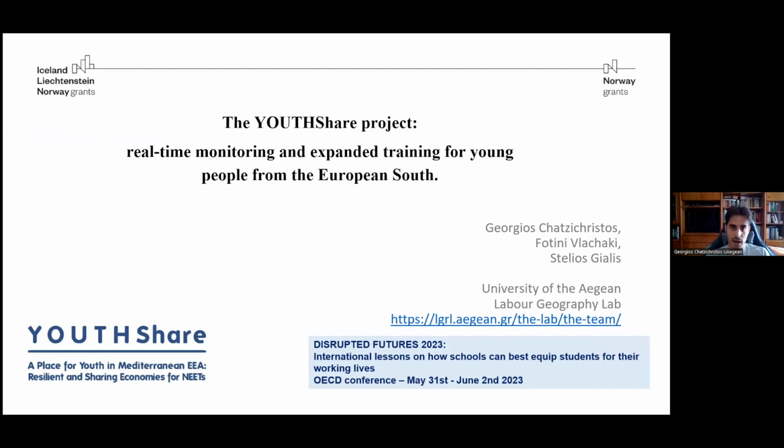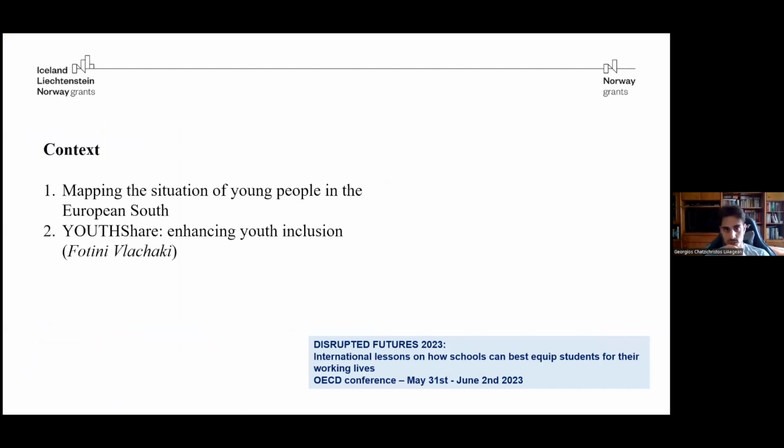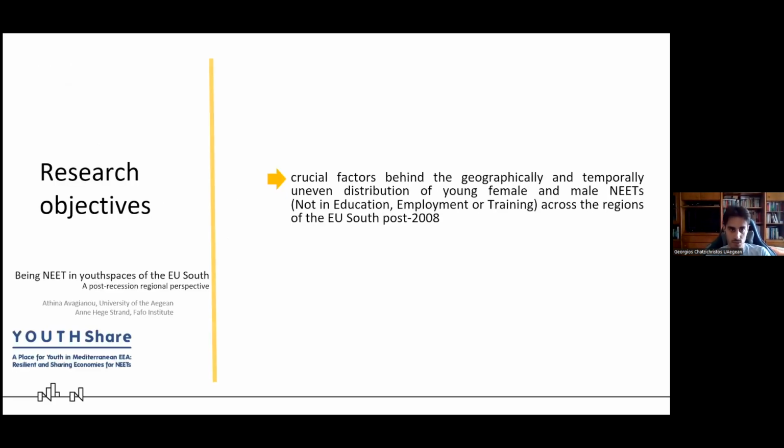Today, I along with Fotini Vlachaki will present you our research project. First of all, I will try to lay the foundations of the analysis. I will try to map the situation of young people in order to contextualize our pilot interventions of how to include young people. So let's first tap into some of our research results, and then I will give the screen to Fotini to present you some of our proposals for youth inclusion.